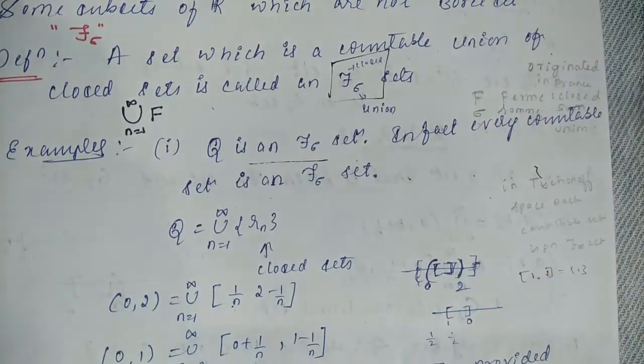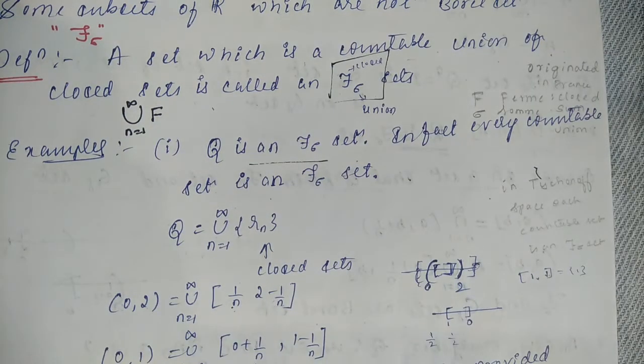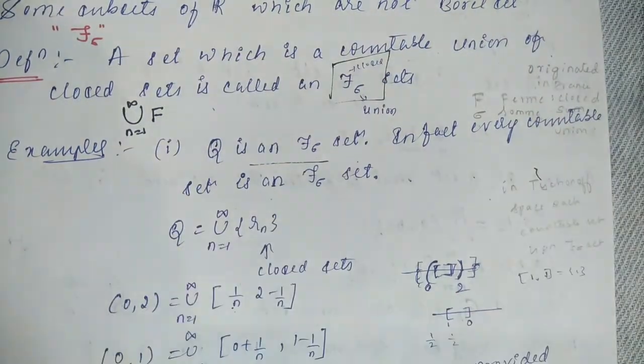Q is an F sigma set. Q is a Borel set. Q is an F sigma set. So why is it an F sigma set? In fact, every countable set is an F sigma set. In a Tikhonov space, each countable set is an F sigma set. Tikhonov space, you studied in topology. So in a Tikhonov space, every countable set is an F sigma set.